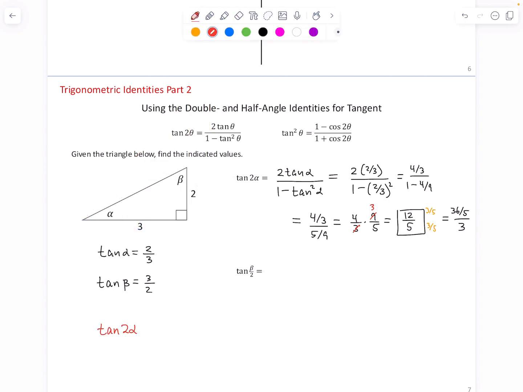A common mistake is to say that the tangent of 2 alpha can be found by simply doubling the tangent of alpha. And this is a big no-no. The same is true for sine and cosine too. Be careful you don't make any of these mistakes.